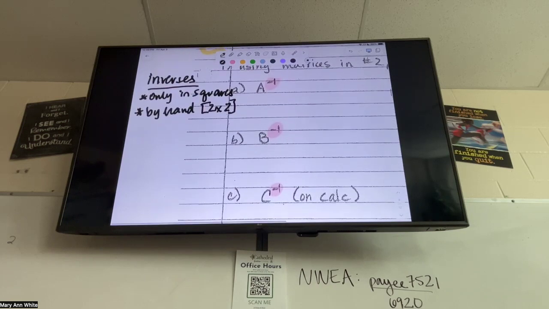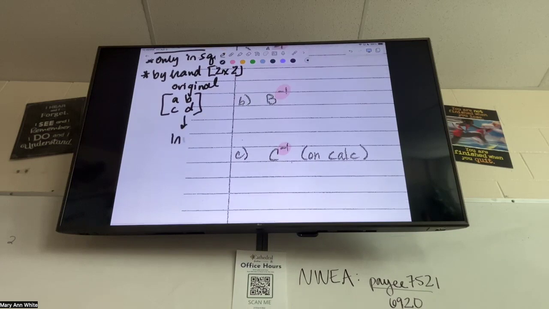So let me show you the original again. Let's say our original matrix is A, B, C, D. Then we're gonna jump down and do the inverse of that. The inverse is going to be a new matrix, and we're gonna multiply it by 1 over the determinant. That is your scalar, so we multiply that 1 over the determinant by every single number in your matrix. We're also gonna do a little bit of flipping around with our A, B, C, and D.